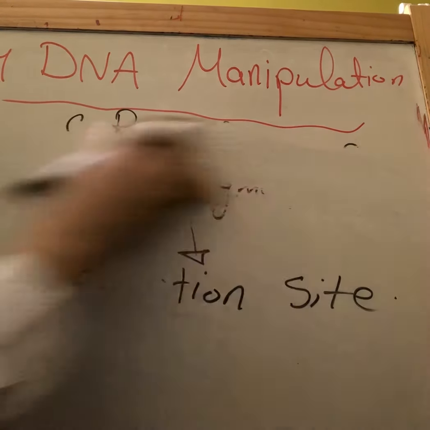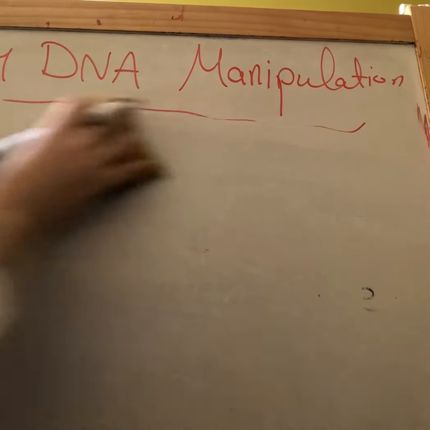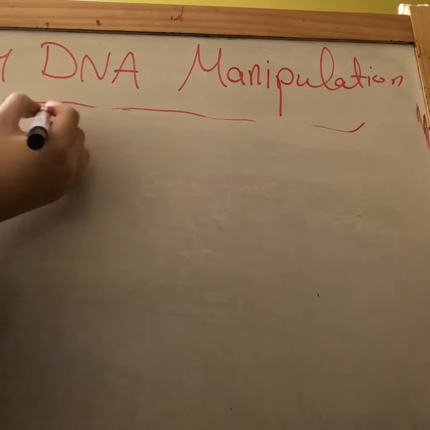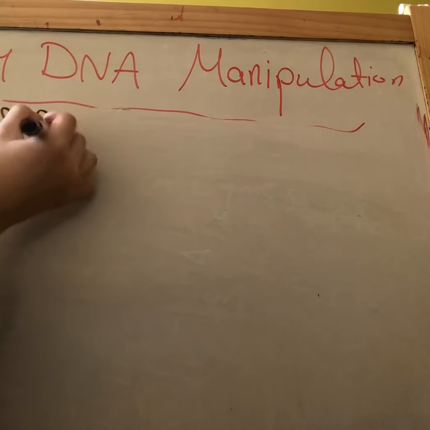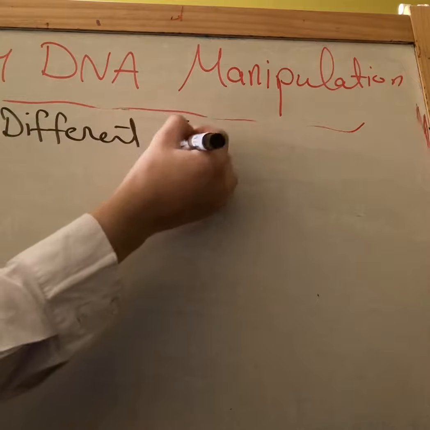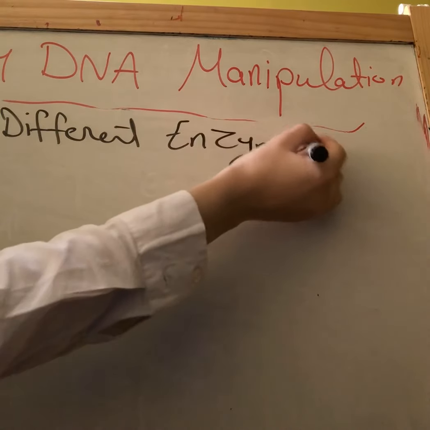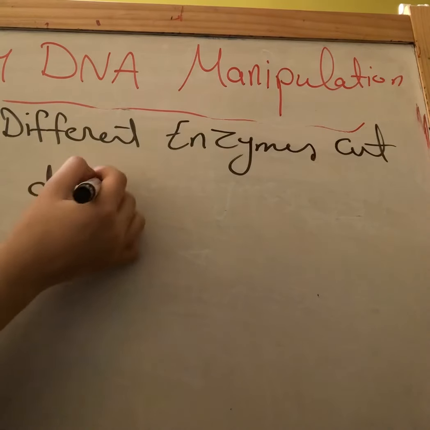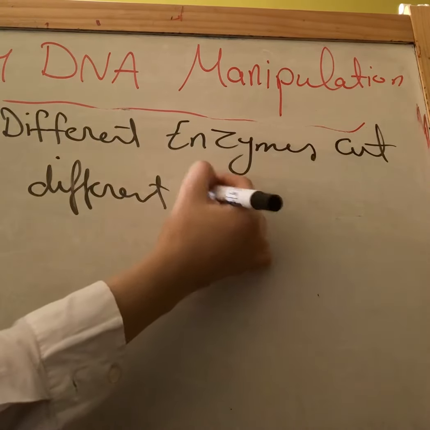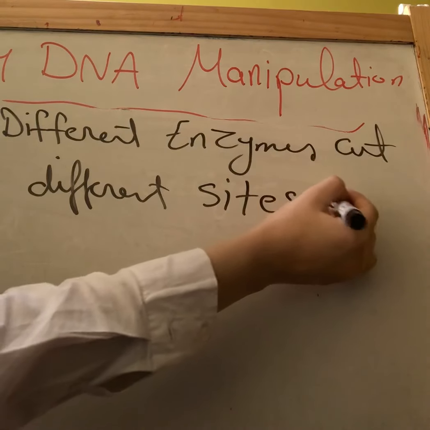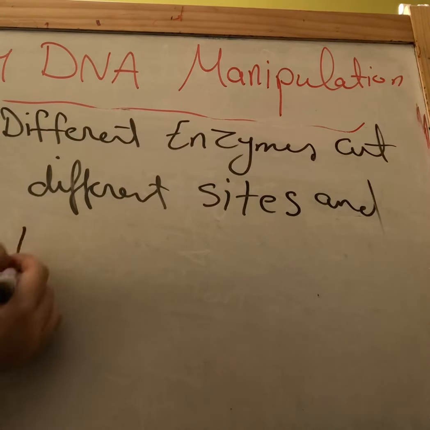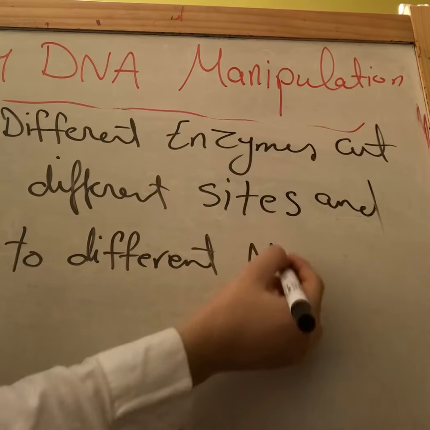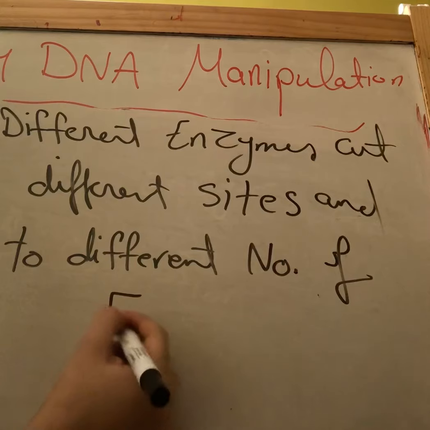Do all restriction enzymes cut the same piece of DNA into the same number of fragments? No, different enzymes cut at different sites and into different numbers of fragments.